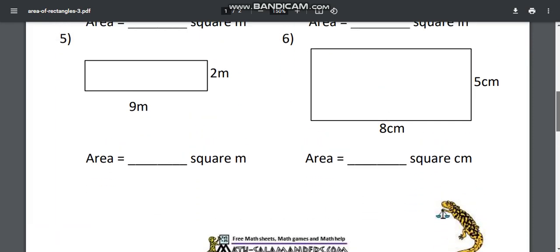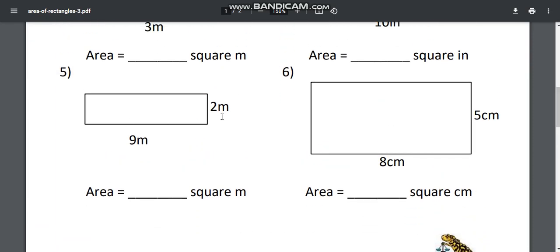So, knowing that now, could you find the perimeter of these two shapes here? Pause the video and try and get it yourself. And remember to include the units in your answer. So if it's meters, say meters. If it's centimeters, say centimeters.